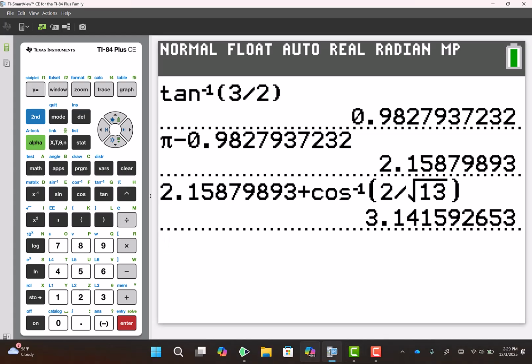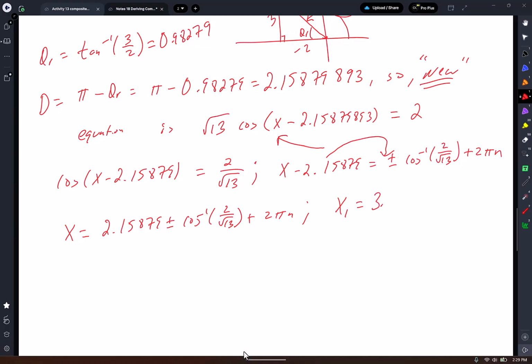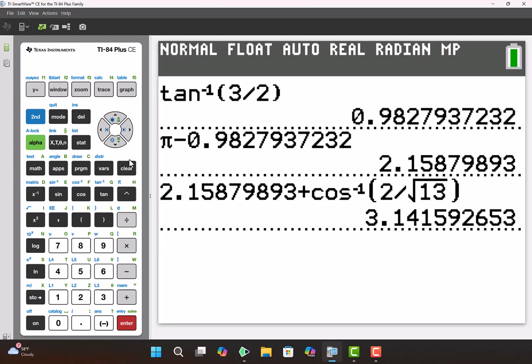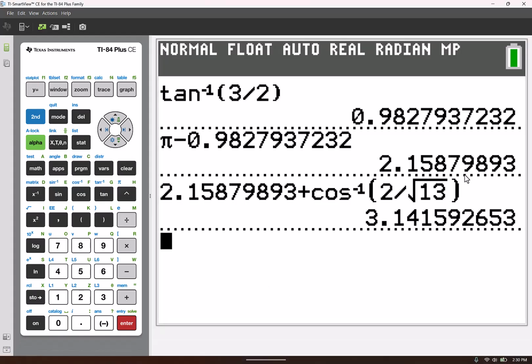That looks like pi, actually. 3.1415. Yeah, that looks like pi. 3.14159 plus 2 pi n. You can put pi if you want because it looks like it is pi. Let's check if it is. I'm pretty sure there's issues going on because of rounding, but let's see how close it is to pi.